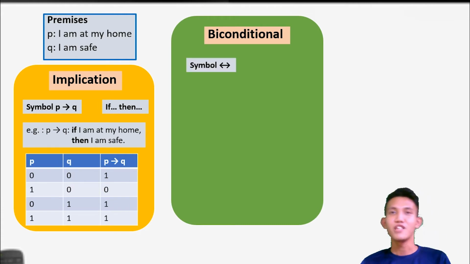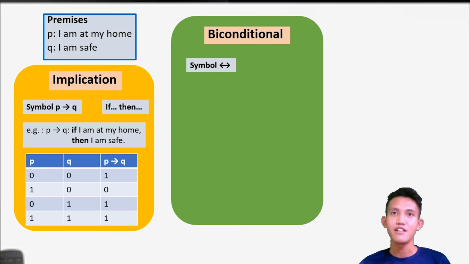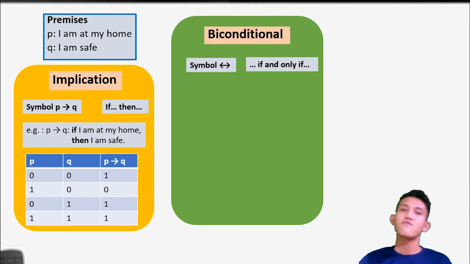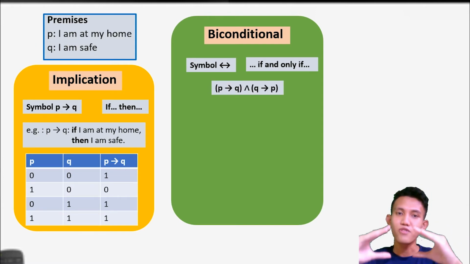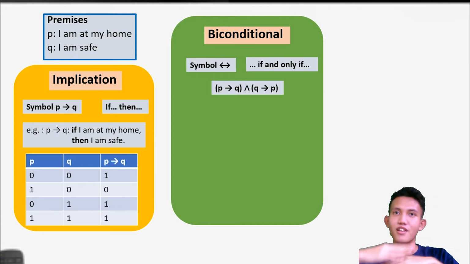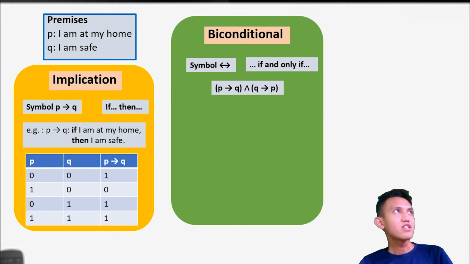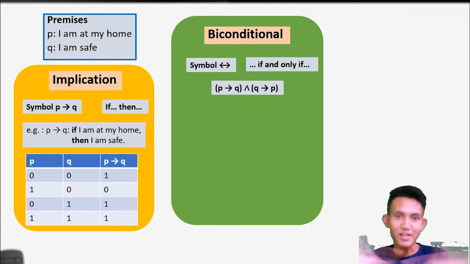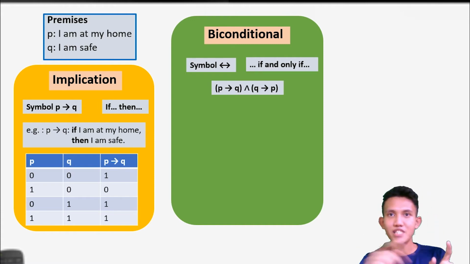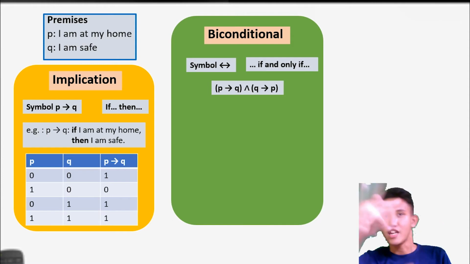For the fifth one, biconditional. We use the double arrow symbol pointing to the right and to the left, and the word for it is "if and only if." It is one symbol, but we can spread the statement into P implies Q conjunction Q implies P. Look at the slide.